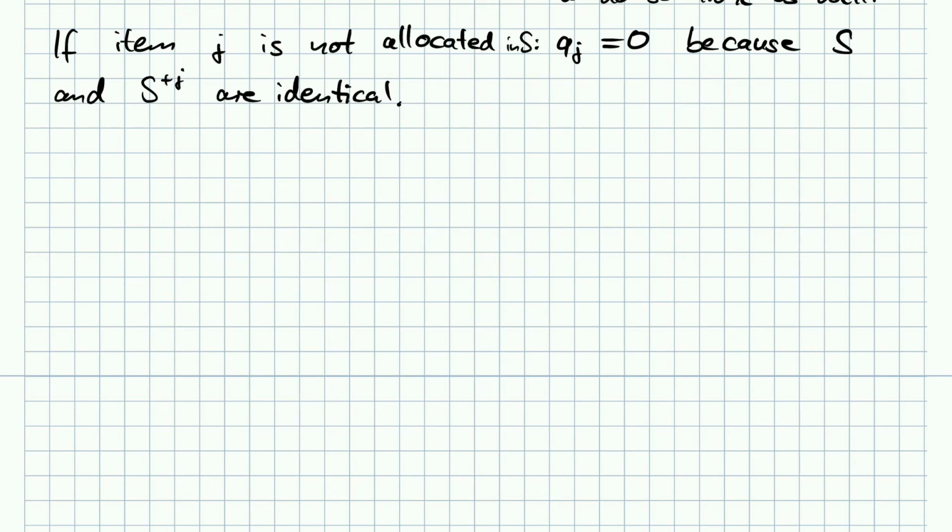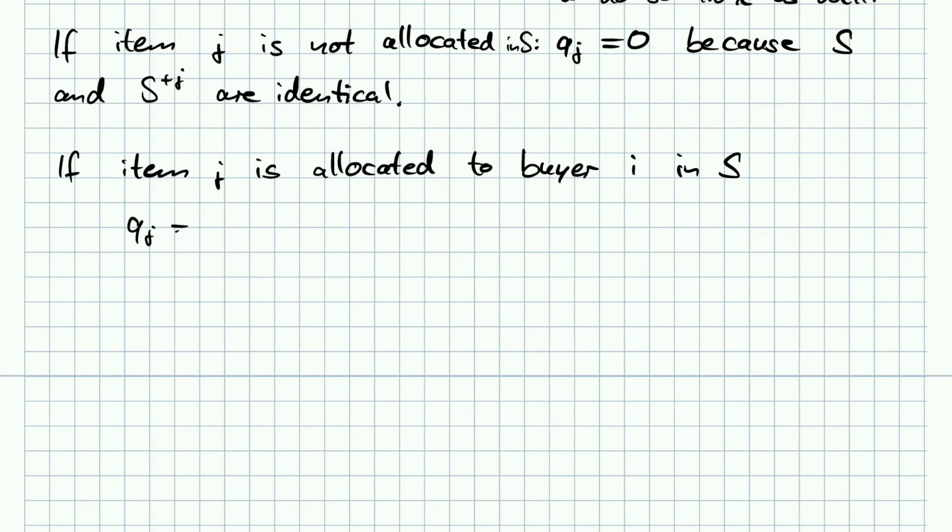Then there's now the other question, what happens if item J is allocated? If item J is allocated to buyer I in S, then what will Qj be? Qj will be the sum over all I prime, which are not equal to I, of v subscript I prime of S I prime, minus I. Once again, this was how we defined the prices via VCG.